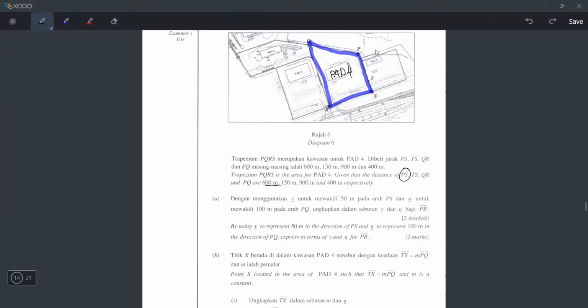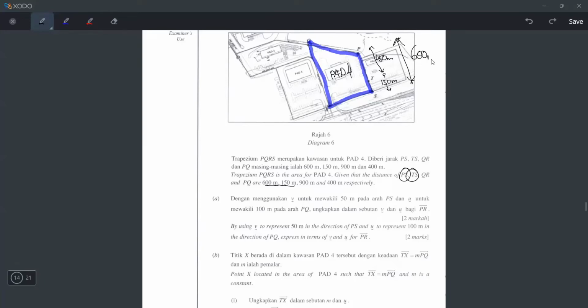PS is 600 meters. TS is 150 meters. Just erase the 600 and write 150 meters here, and then here is 450 meters. And the whole thing is 600 meters.